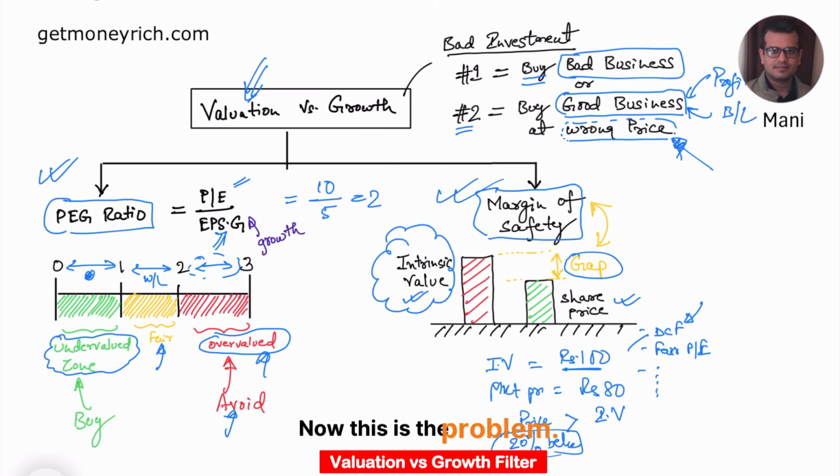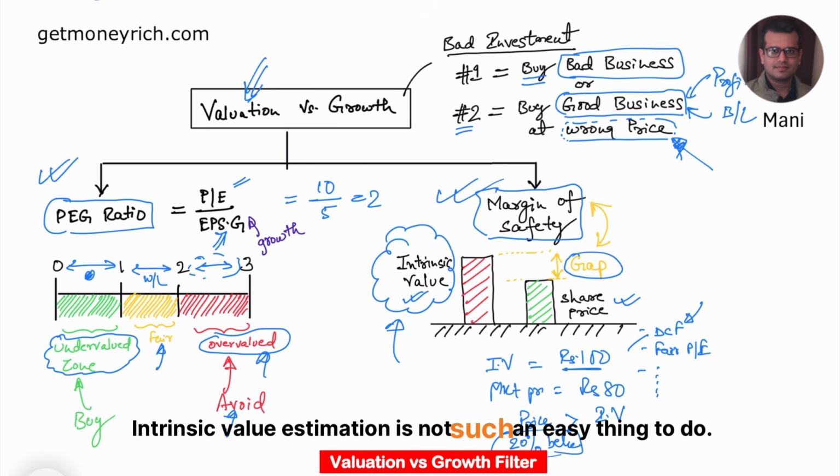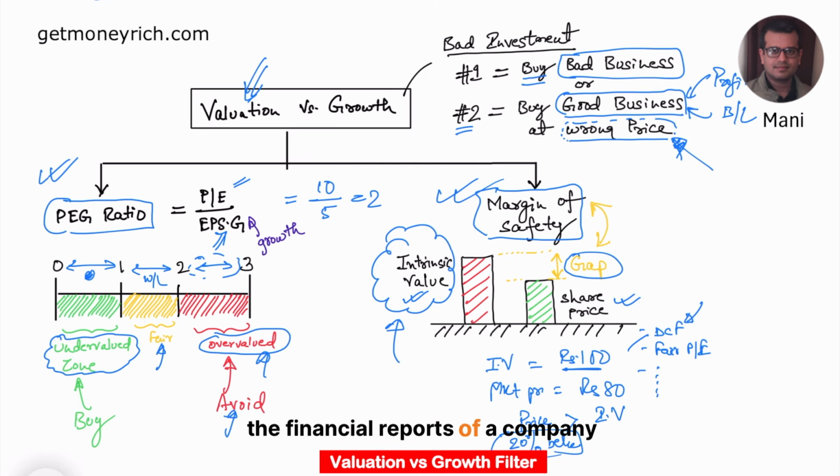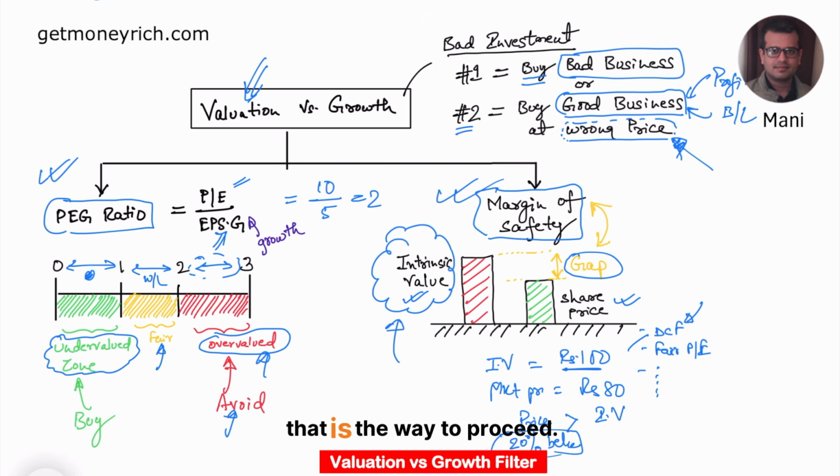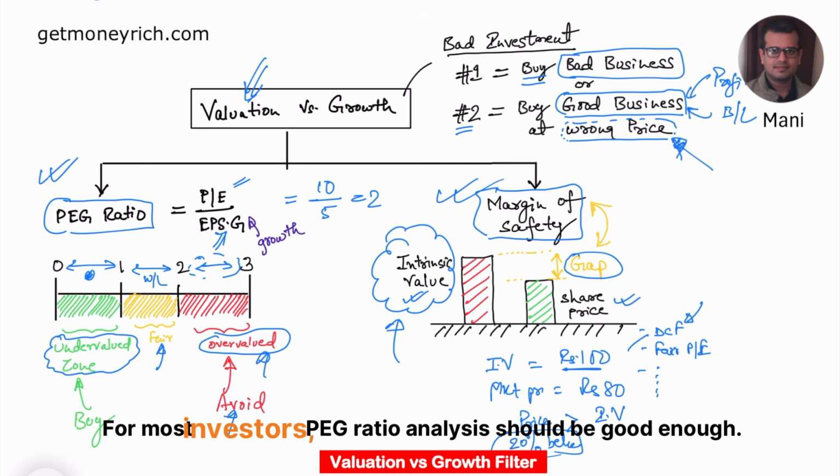Now this is the problem. Intrinsic value estimation is not such an easy thing to do. Only people who know how to read and interpret the financial reports of a company can do intrinsic value estimation. So if you have access to reliable websites that can do such analysis for you, that is the way to proceed. For most investors, PEG ratio analysis should be good enough.